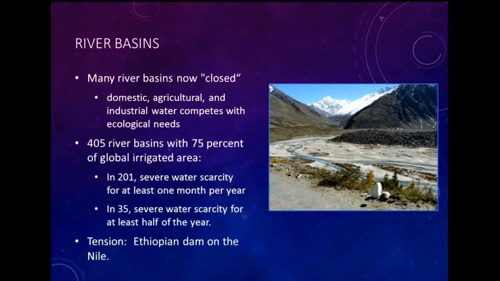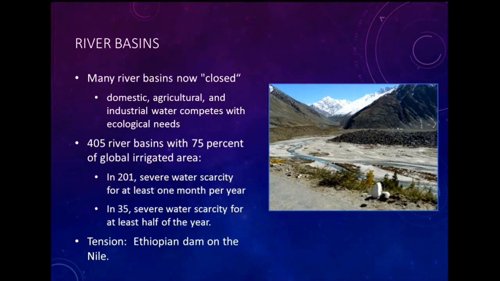There was a study in 2012 that said that 400 of the 405 river basins in the world that constitute 75% of global irrigated area, or that contain that area, severe water scarcity was present for at least 1 month a year. And in 35 of those water basins, severe water scarcity was present for at least half of the year. And again, these are water basins that contain the vast majority of the irrigated area in the world today.